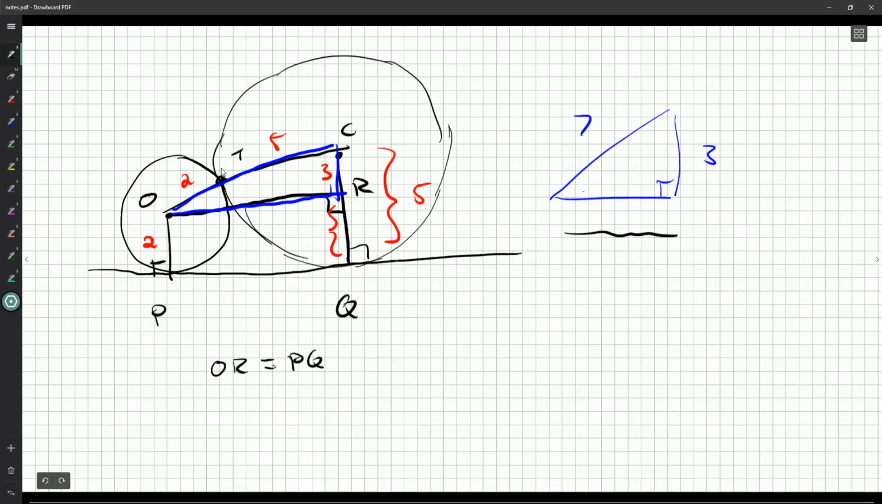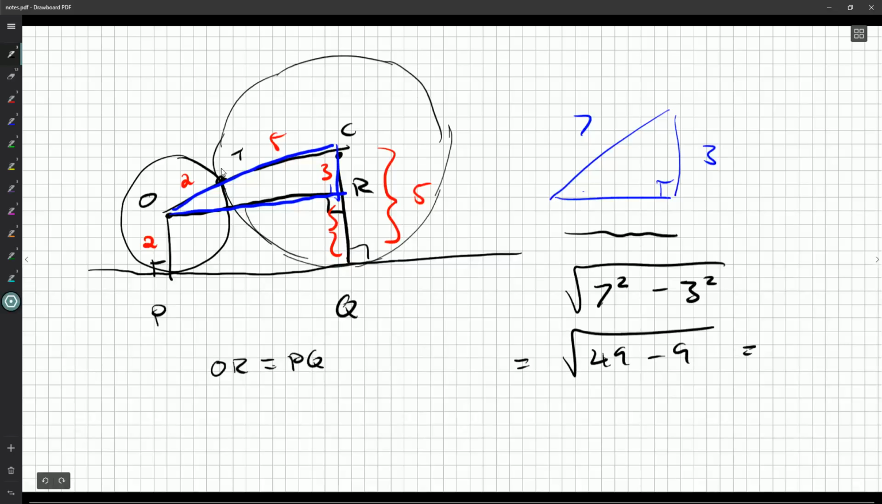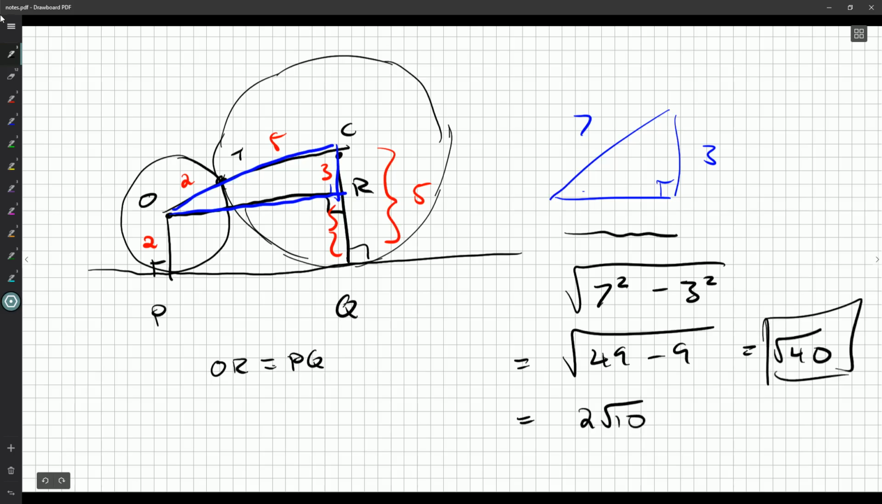What is that? Well, we use the Pythagorean theorem: the square root of the hypotenuse squared minus the known side squared. So it'll be the square root of 49 minus 9, square root of 40. I'd probably leave it like that, although if you wanted to be particularly fancy, you could write 2 root 10. But when marking, we don't really care about that. So root 40 is good. Alright, so that's part A.